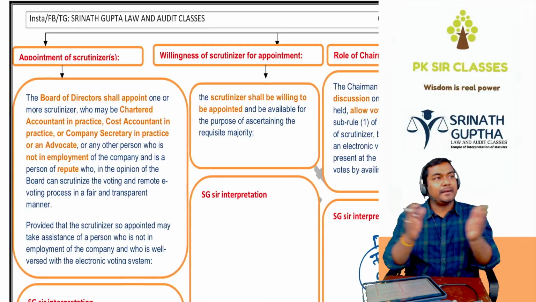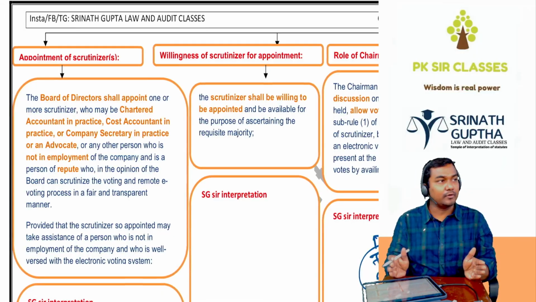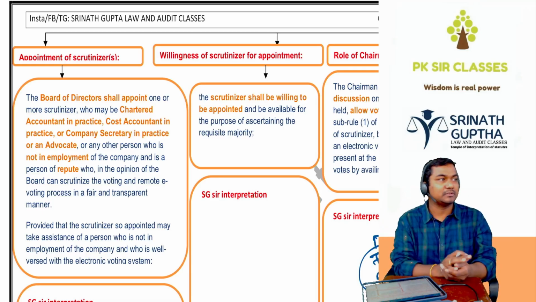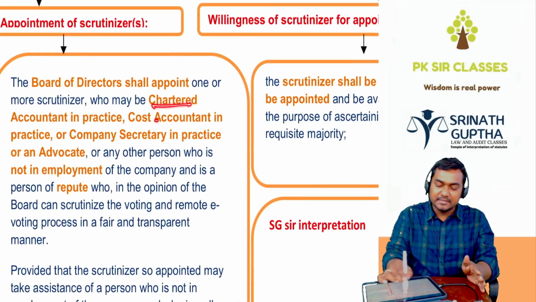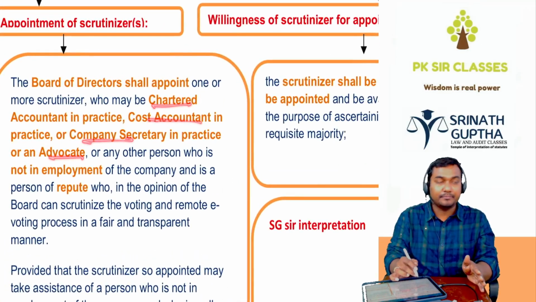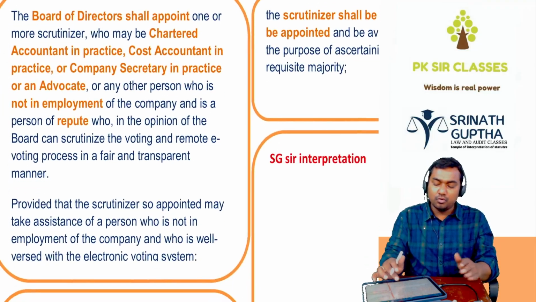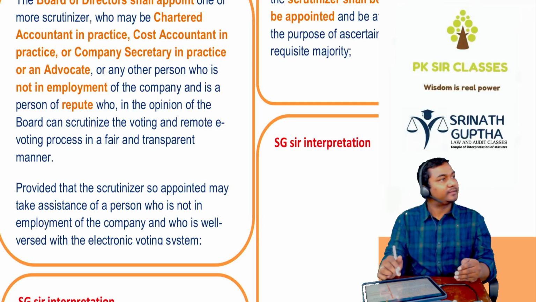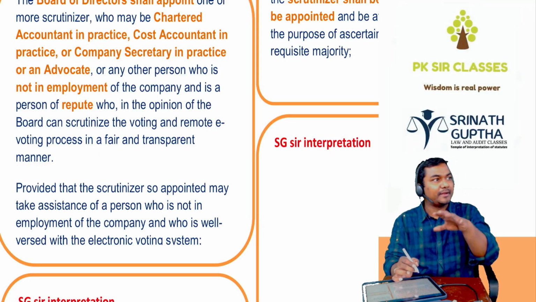And for opening of the portal, meaning the website for e-voting, closing of the e-voting portal, and taking care of all the e-voting process, the company has to appoint the scrutinizer. The scrutinizer may be a CA, CMA, CS, or advocate in practice, and not in the employment of the company, who is a reputed person, whom the company feels can conduct the e-voting process in a fair and transparent manner.